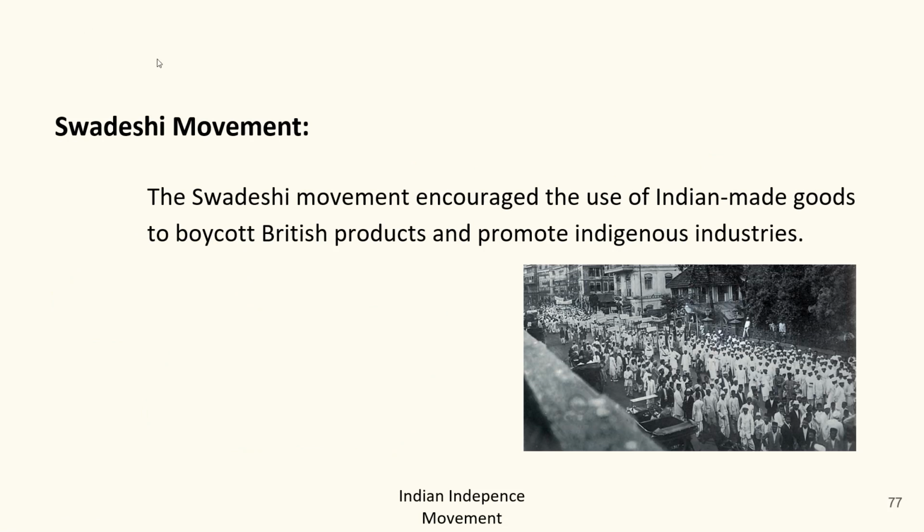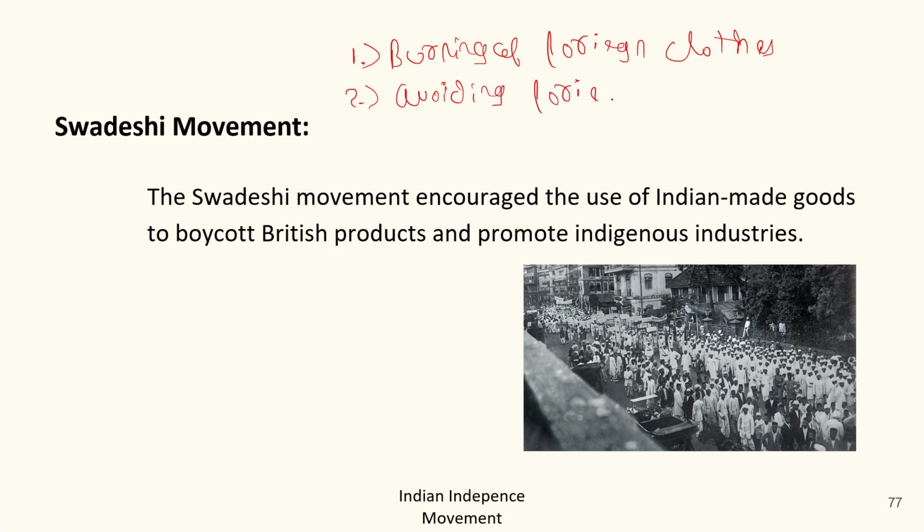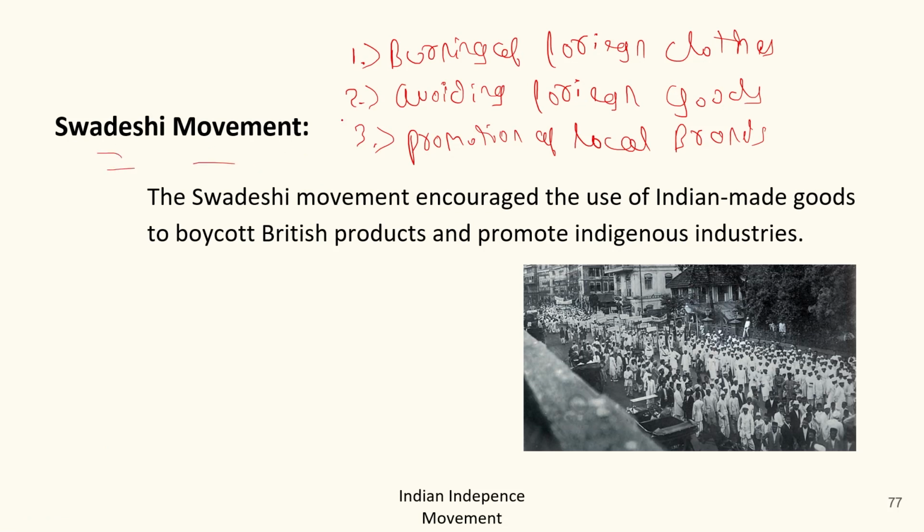First of all, the Swadeshi movement was started with some activities like burning of foreign clothes. Second was avoiding foreign goods. Third was promotion of local brands. So these were the activities organized in the Swadeshi movement, like they were burning the foreign clothes to show their anger, to show their protest.